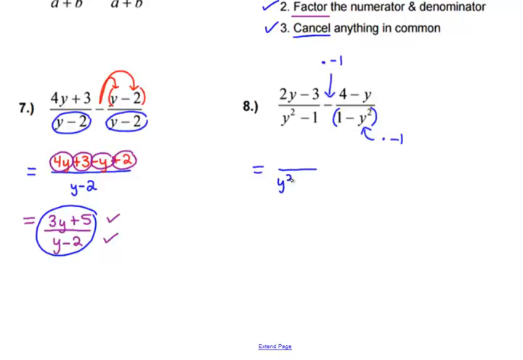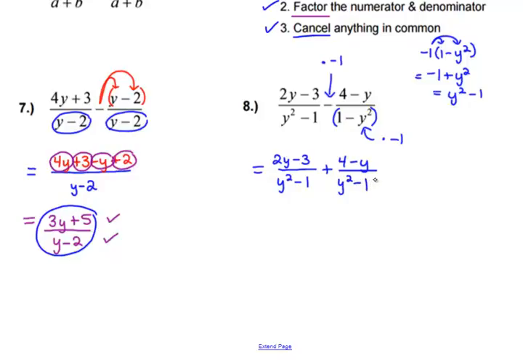So we leave our y squared minus 1, and we leave our 2y minus 3. If we take the top times -1, we're technically changing from a subtraction to an addition problem. We leave our 4 minus y on the top. And then on the bottom, we're going to change that. Now if you think about it, -1 times (1 minus y squared), if I use the distributive property, I get -1 plus y squared, which is equal to y squared minus 1, which is what we want. So you write y squared minus 1.